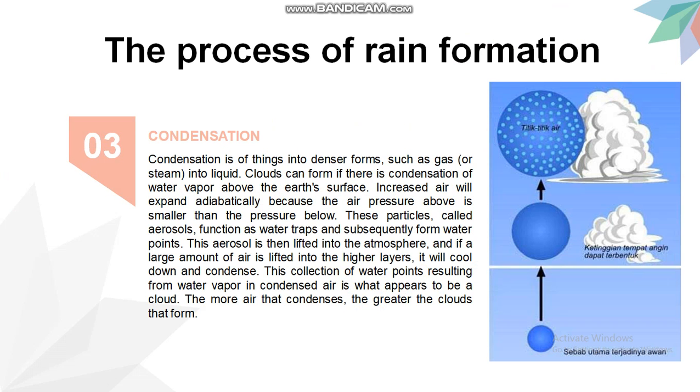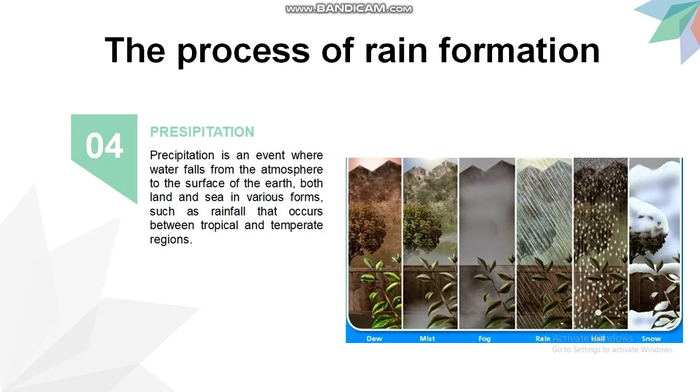3. Condensation. Condensation is the change of things into a denser form, such as gas or steam into liquid. Clouds can form if there is condensation of water vapor above the Earth's surface. Rising air will expand eventually because the air pressure above is smaller than the pressure below. These particles, called aerosol, function as water traps and subsequently form water droplets.